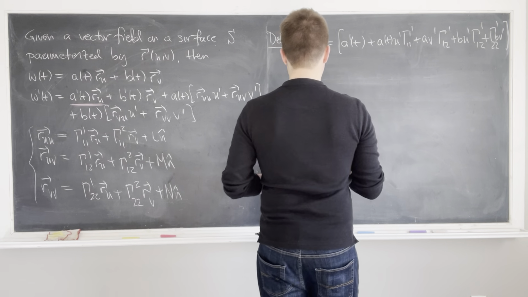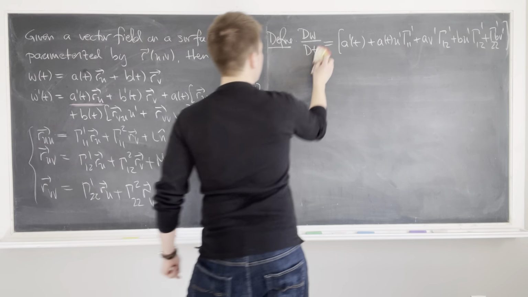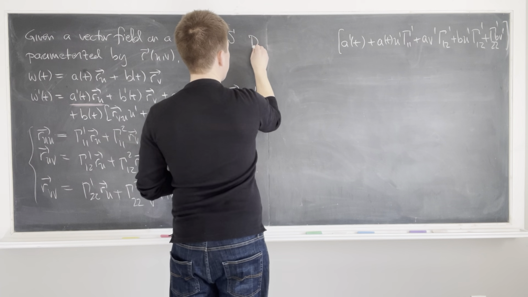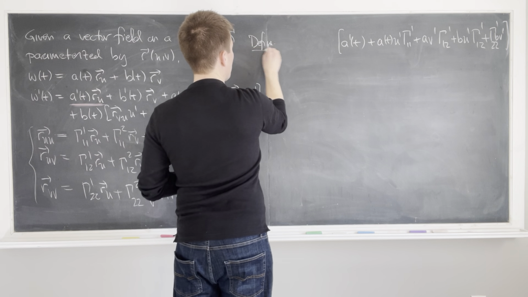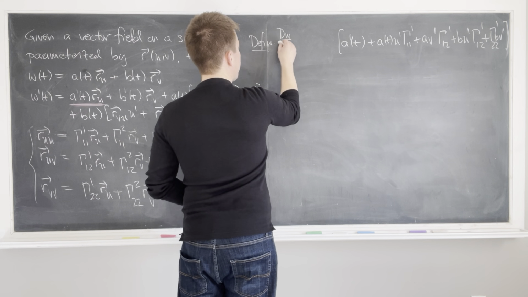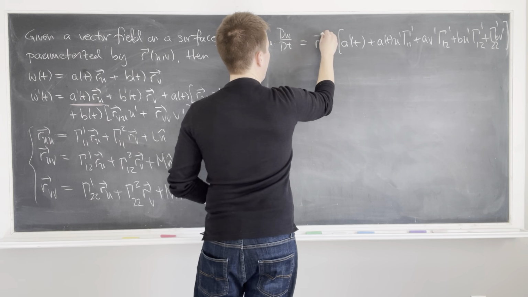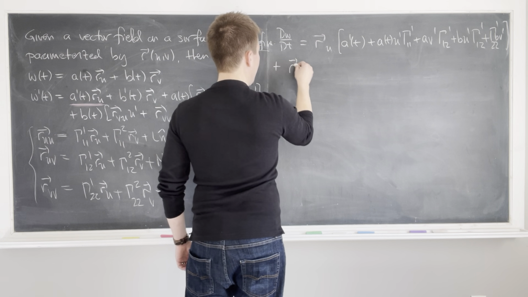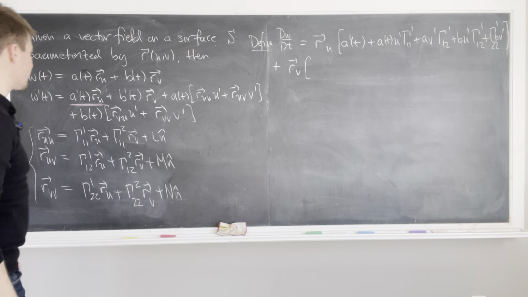So these terms are multiplied by R_u, so let's give ourselves a little more space. These terms are the coefficient of R_u. So we're going to define DW/dt to be the coefficient times R_u, and then plus the coefficient times R_v, and then what terms are left over? So the R_v terms are going to come from what?